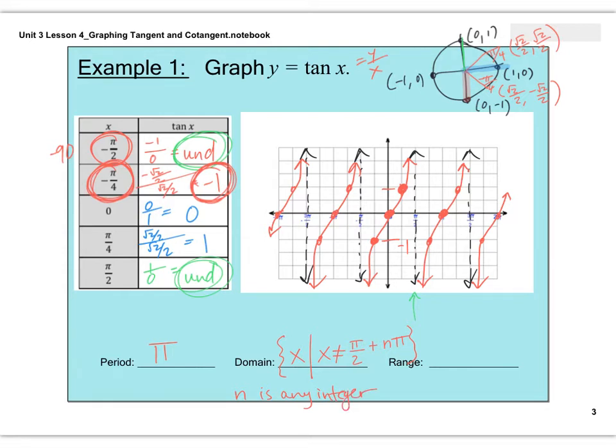How about the range? How far up and down does it go? It goes forever, so it can go from negative infinity to positive infinity.